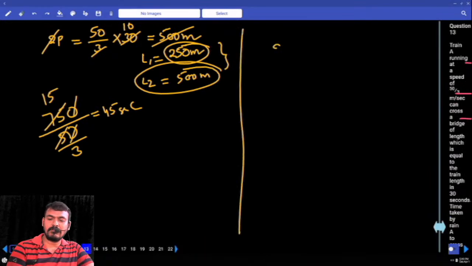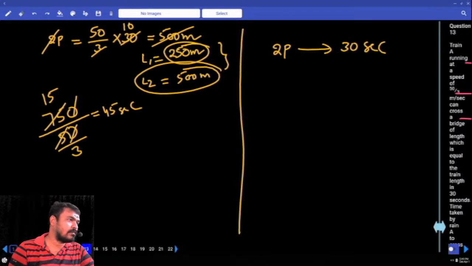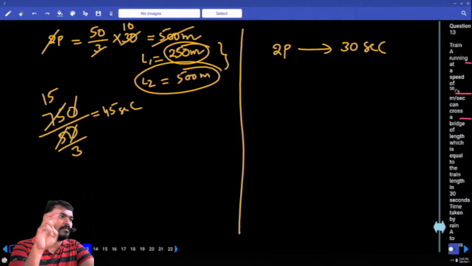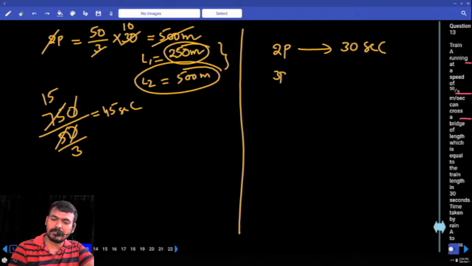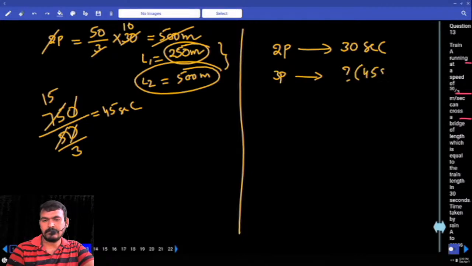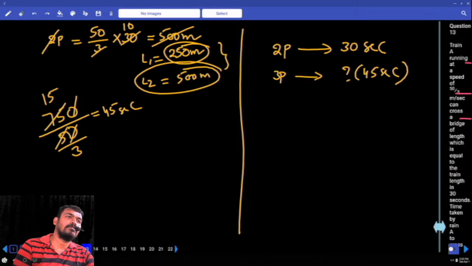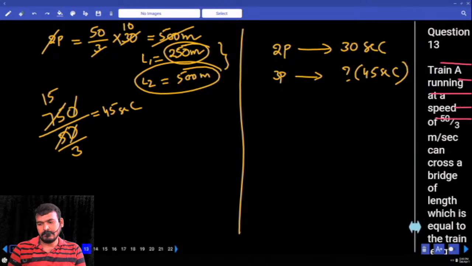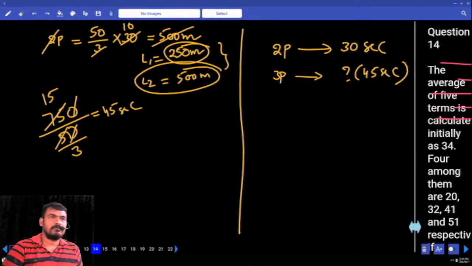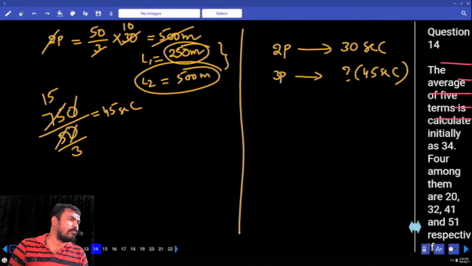First case, how much distance is covered? 2 parts distance in how many seconds? 30 seconds. Second case, how much distance is covered? Train length 1 part, first train length. Second train length 2 parts. 1 plus 2, 3 parts. Second time, how many parts distance are covered? 3 parts. In how many seconds? 45 seconds. Equal speed or different speed? Equal speed. When 2 parts are covered in 30 seconds, the same train covers 3 parts in 45 seconds.